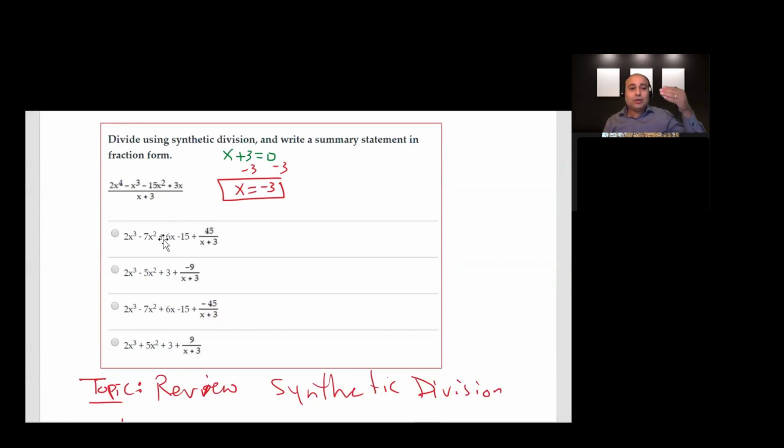Yes. You have to make sure what else? In descending order, and there's nothing missing. So I have 4, 3, 2, 1, and there is no constant. There's no 0. So that is my missing term right here. I'll rewrite it: 2x to the 4th minus x cubed minus 15x squared plus 3x plus 0. Don't forget the missing term. All right?